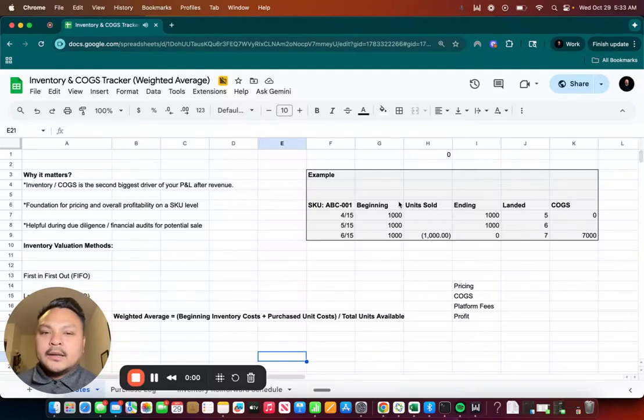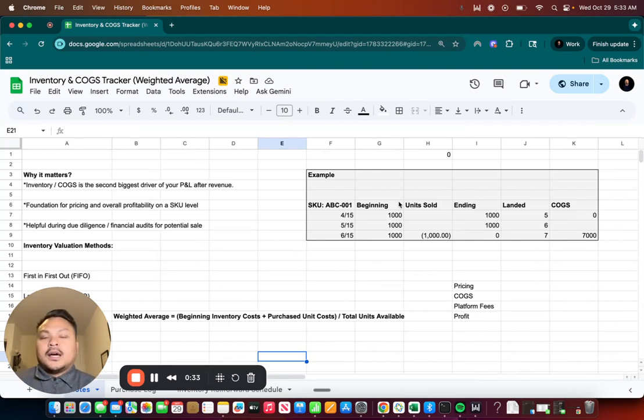So today I'm going to talk about how to track inventory and COGS using the weighted average method. The reason this is important is because your COGS is the basis for your pricing, your overall profitability, and your cash flow, right? It's the number one piece of info you need when sourcing new products, and it's the basis of your unit economics. So it's really important that we track it properly.